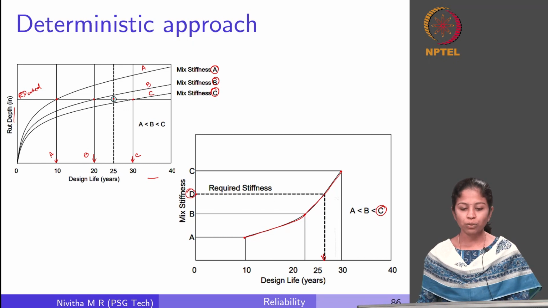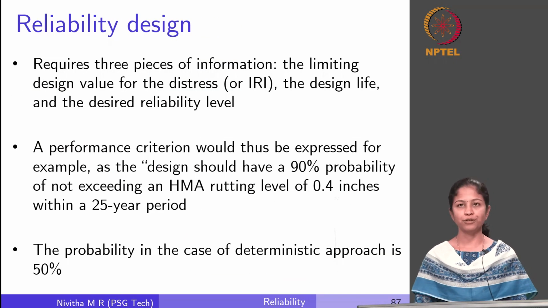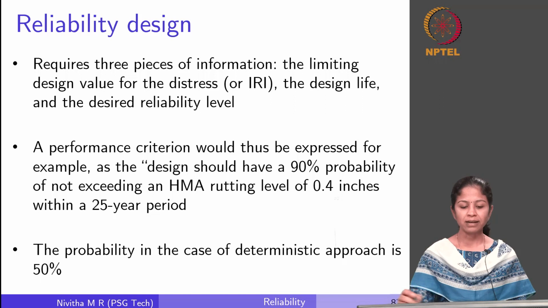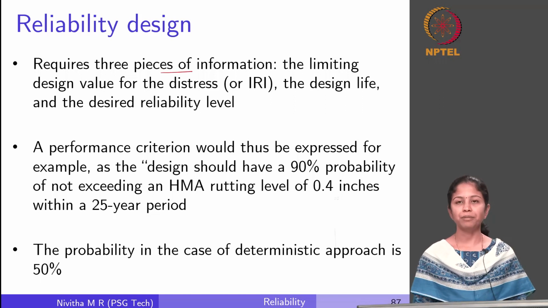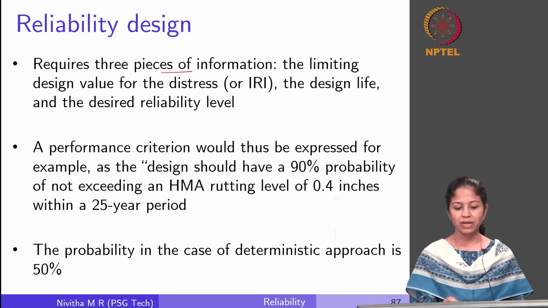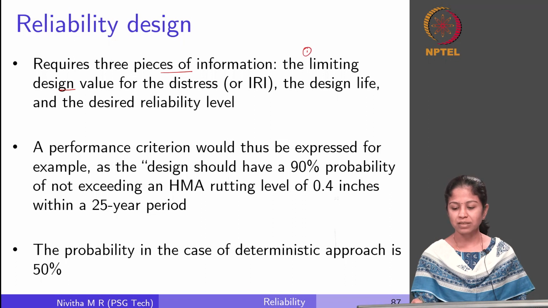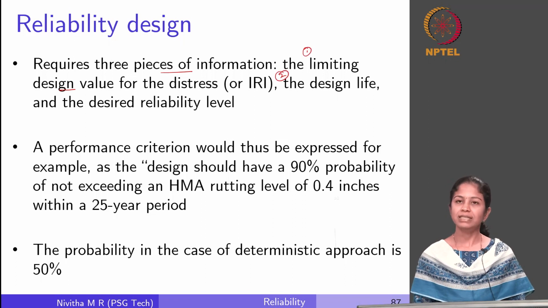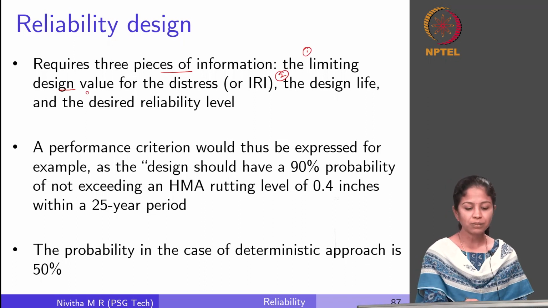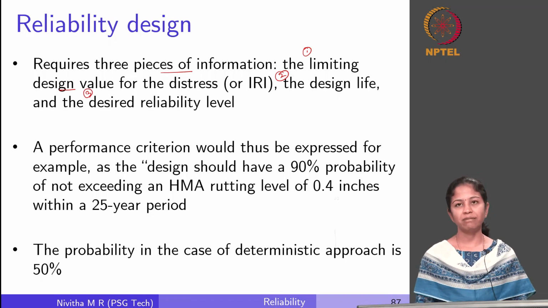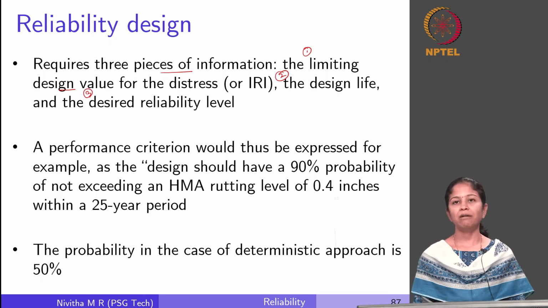Let us see how we do the same thing in a reliability design also. So, this reliability design requires three pieces of information. So, what are those? The first one is the limiting value for design. The second one is the design life itself, and the third one is the desired reliability level. In the previous case, we did not have any reliability level, right. So, now we are going to compute the same thing for different reliability levels.